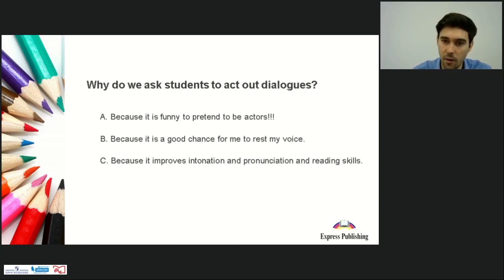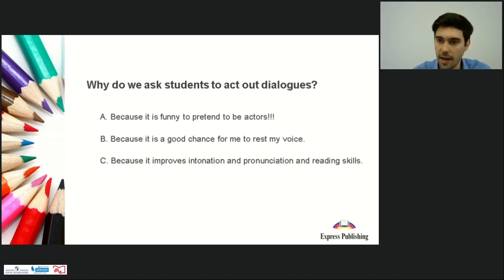By acting out dialogues, our students can practice reading aloud, and by doing this they can improve their intonation and pronunciation and reading skills for the topic vocabulary, and it allows us as teachers to see how our students are able to express themselves in English.